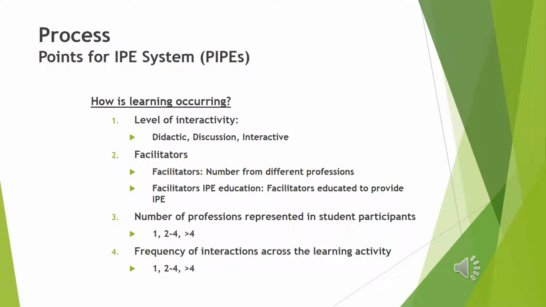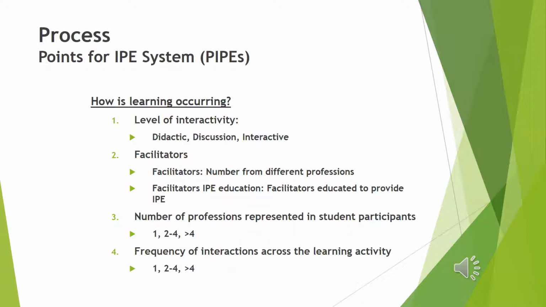The next criteria the Delphi study looked at were the facilitators, and there are 2 elements within this criteria. How many facilitators were there from the different professions, and are the facilitators educated to teach interprofessional education? The third criteria looked at is the number of professions represented by the number of students.